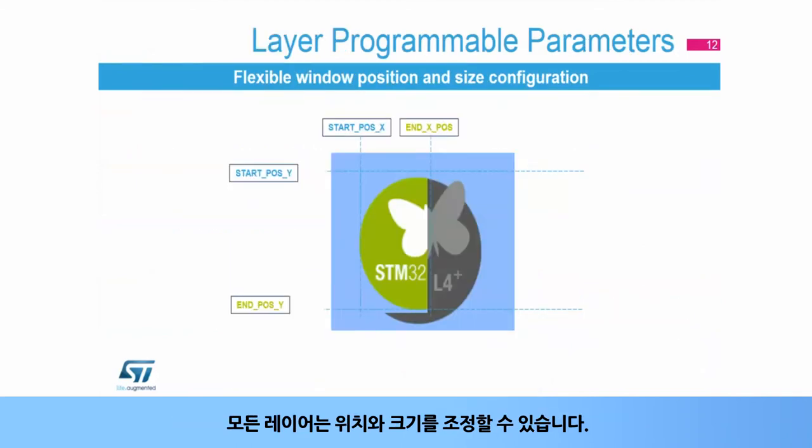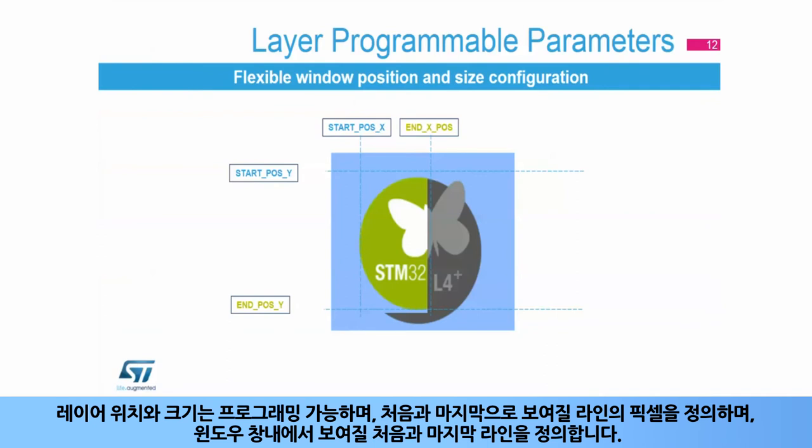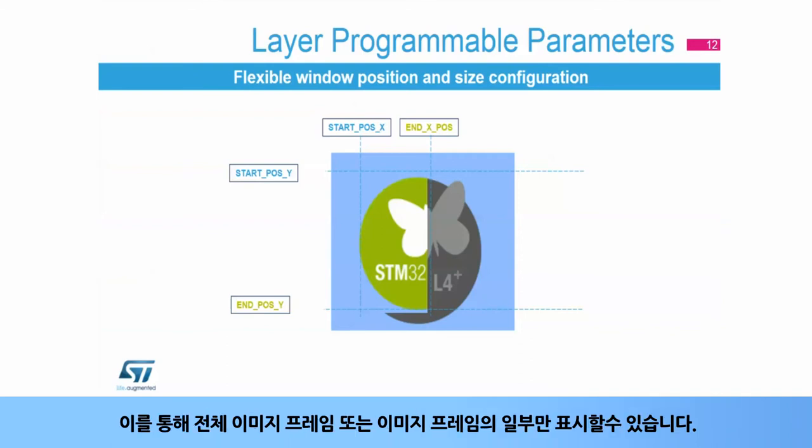Every layer can be positioned and resized. The programmable layer position and size define the first and last visible pixel of a line and the first and last visible line in the window. It enables the display of either the full image frame or only a part of the image frame.